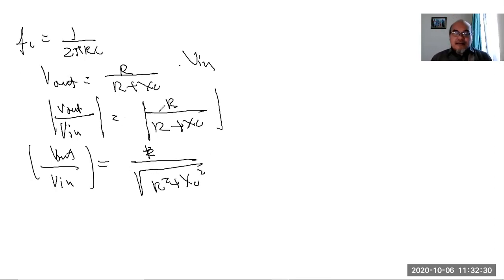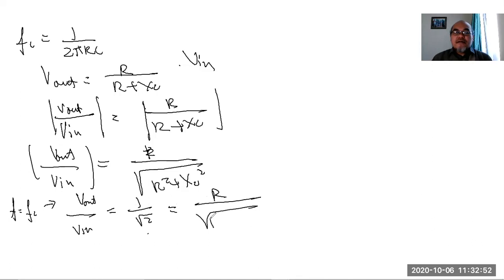So when the frequency equals the cutoff frequency, V out divided by V in will be equal to 1 over square root of 2. So this equals R divided by the square root of R square plus XC square. When we square both sides, what we will have is 1 over 2 equals R square divided by R square plus XC square.